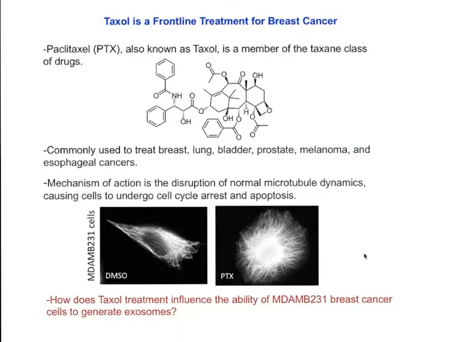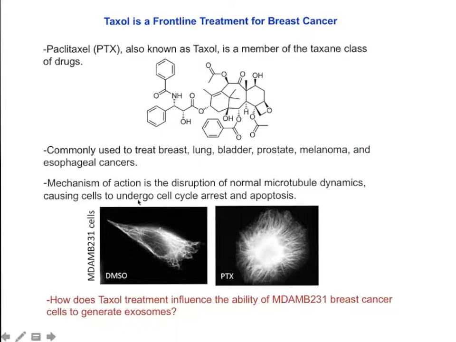And in particular, breast cancer patients are often treated with paclitaxel, also known as Taxol, and I'll refer to it as Taxol for the rest of my talk. This is a member of the taxane class of drugs. I had mentioned it's used to treat breast cancer as well as a host of other cancer types. And its mechanism of action is the disruption of normal microtubule dynamics. And eventually what this leads to is cell cycle arrest and apoptosis.